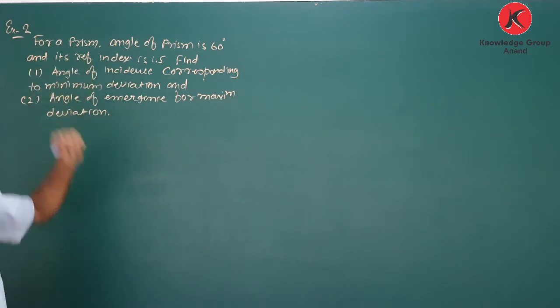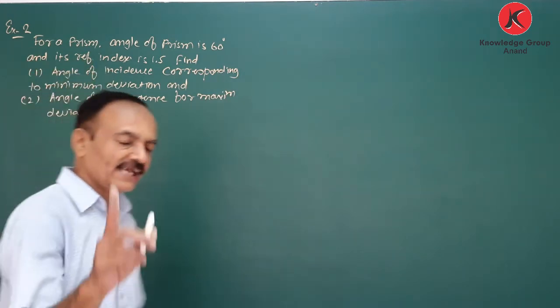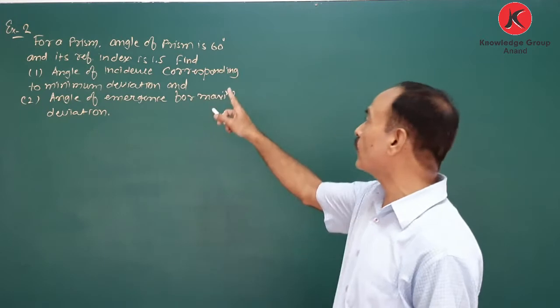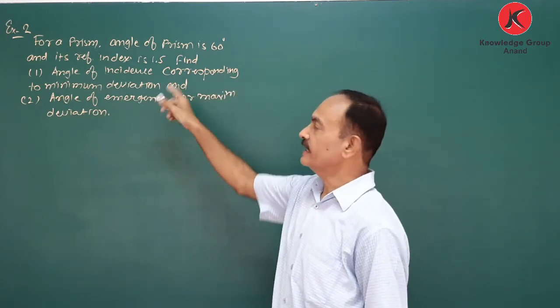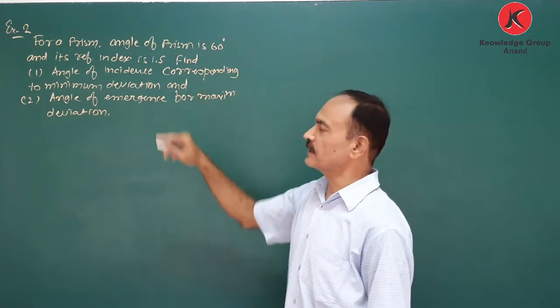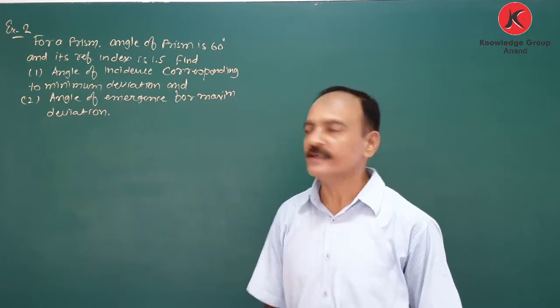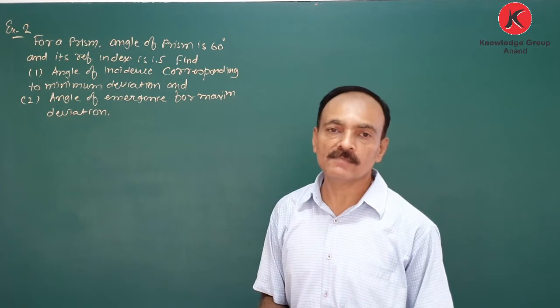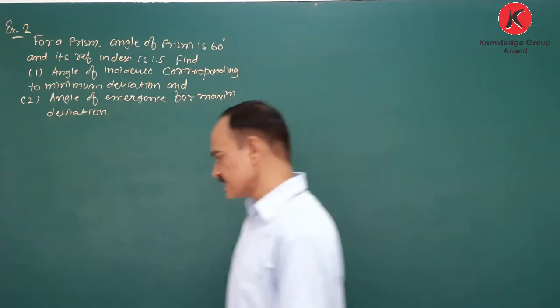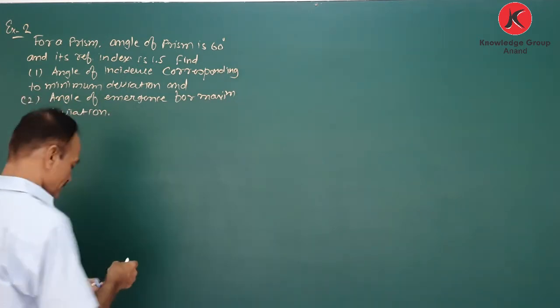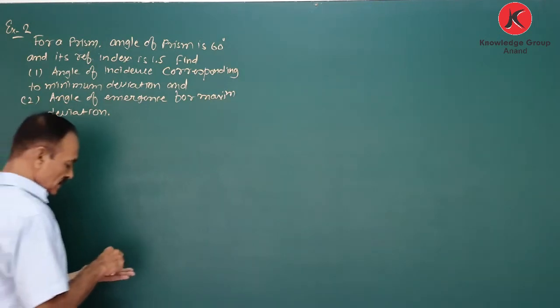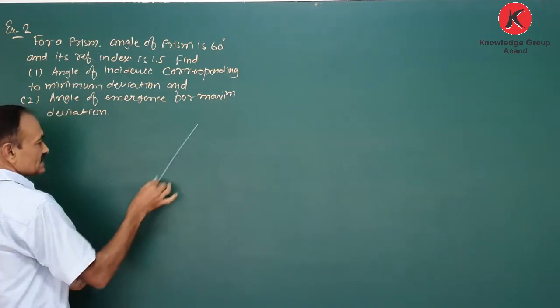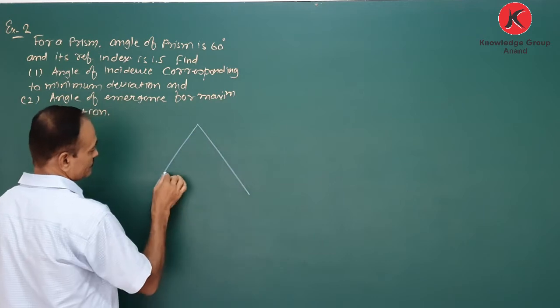Here the question is given for a prism. Angle of prism is 60 degree and the refractive index of the material of the prism is 1.5. Find the angle of incidence corresponding to minimum deviation and the angle of emergence for maximum deviation. Okay, first we draw the diagram this way. The prism is equilateral.